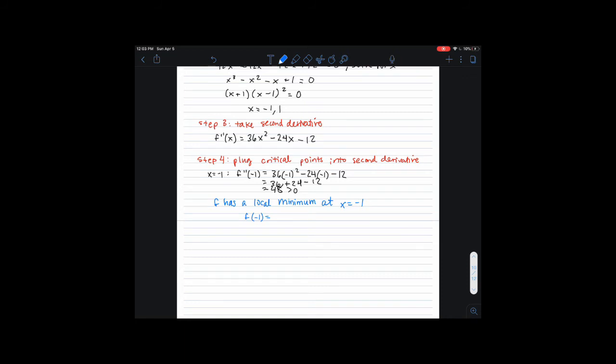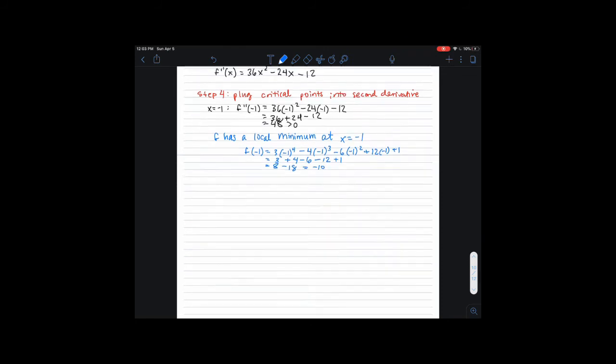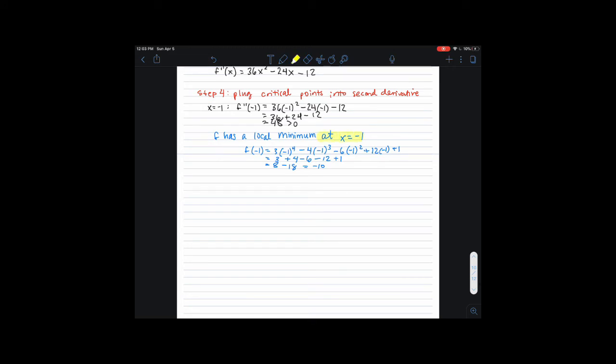So we have 3 times -1 to the 4th minus 4 times -1 to the 3rd minus 6 times -1 squared plus 12 times -1 plus 1, which is 3 plus 4 minus 6 minus 12 plus 1. Let's see if I can do quick math. That's 8 minus 18, so -10. Okay, so our local minimum is at x equals -1, and the actual value of the function there is -10.